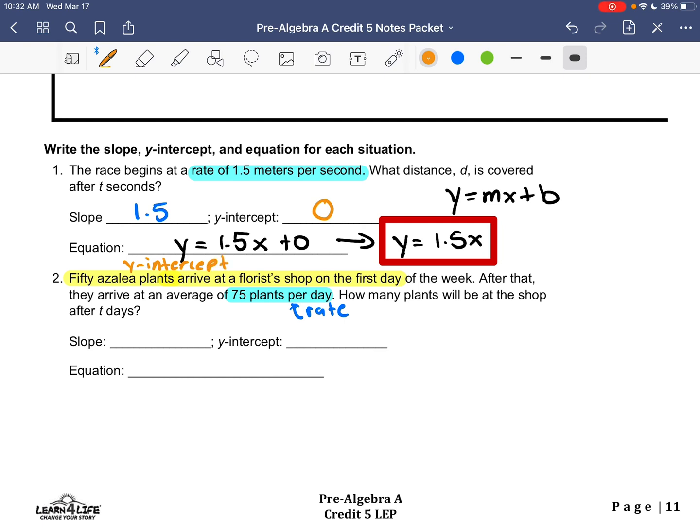So if I put it all together, the rate is going to be 75, and the y-intercept is going to be 50. For my equation, I will have y equals 75x plus 50. Now, in this problem, the slope is positive because we are adding to what we have already. We're not removing any plants. And the y-intercept is 50. So y equals 75x plus 50.